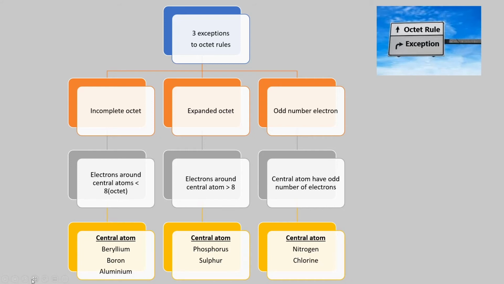So, apa yang saya nak awak tulis tu, okay, for example dekat odd electron molecules. You tulis dekat tepi nitrogen and chlorine. Untuk incomplete octet, beryllium, boron, and aluminium. While expanded octet is phosphorus and sulfur. Is the most common one. Also expanded octet tu ada bromine. Okay, and you tulis all those.